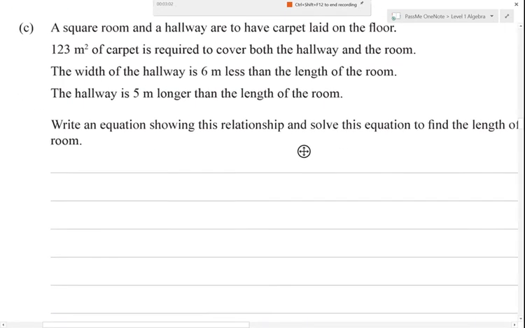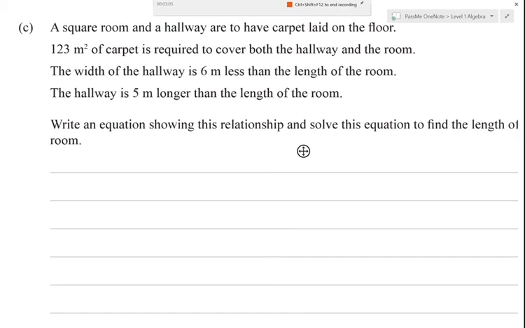Okay, question C, a square room, well, I'll let you read through that, but I'll jump straight into it more or less. A square room and a hallway to have carpet laid on the floor, and we've got this much area of carpet to cover the hall and the room. The width of the hallway is 6 meters less than the length of the room, and the hallway is 5 meters longer than the length of the room.